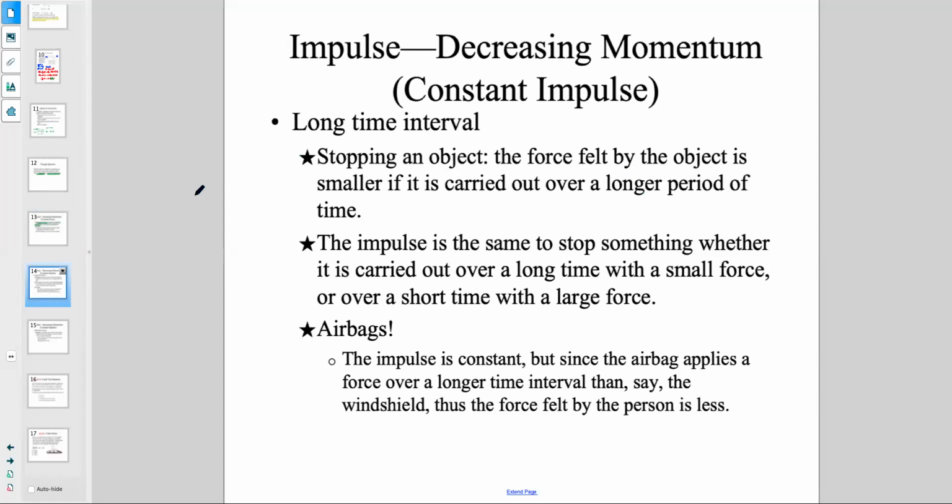Let's talk about a long time interval, for example, stopping an object. The force felt by an object is smaller if it's carried out over a longer period of time. The impulse is the same to stop something whether it is carried out over a long time with a small force, or over a short time with a great force. For example, airbags. The impulse is constant, because eventually you will stop. But since the airbag applies force over a longer time interval than, let's say, the windshield, the force felt by the person is less.